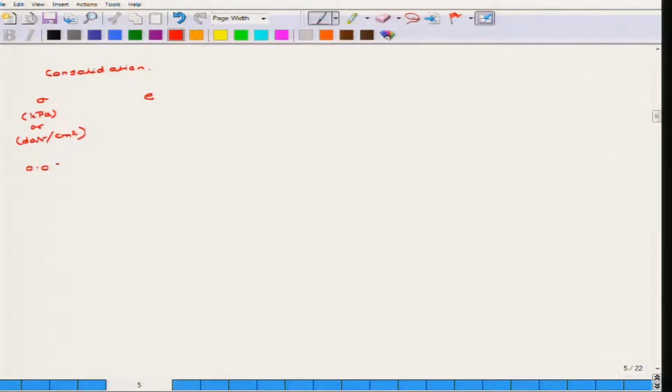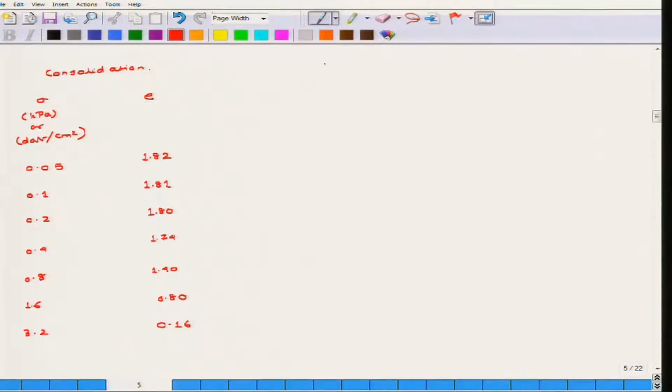So, 0.05 daN per centimeter square, 1.82 void ratio; 0.1, 1.81; 0.2, 1.80; 0.4, 1.74; 0.8, 1.40; 1.6, 0.80; and lastly 3.2, 0.16. Now, this is the consolidation data that is given.